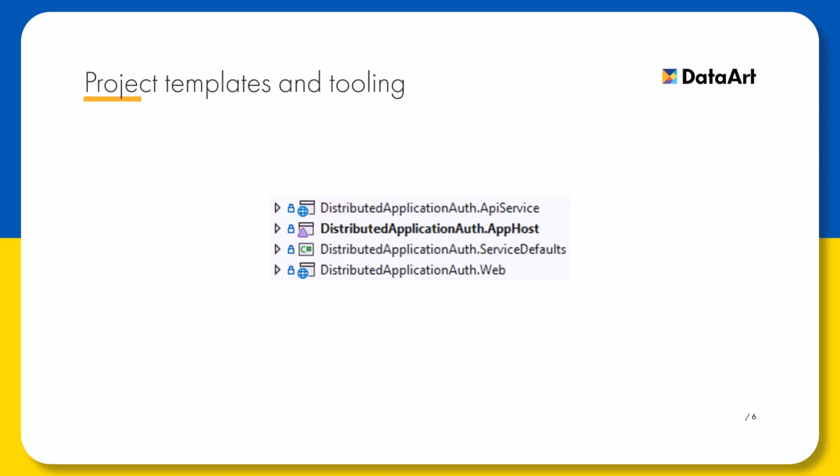And the last part of .NET Aspire. .NET Aspire comes with project templates and tooling experience for Visual Studio, Visual Studio Code, and .NET CLI to help you create and interact with .NET Aspire projects. If you use another IDE, for example Rider, it also supports .NET Aspire. So when you create a new .NET Aspire project, this is how it looks like. You have your two projects, API service and web. You're familiar with it, one for API, another Blazor app, and you have two new projects, app host and service defaults.